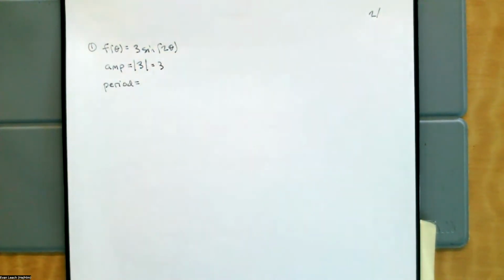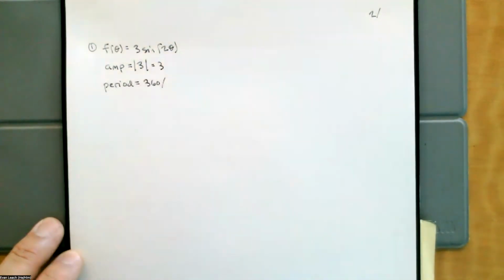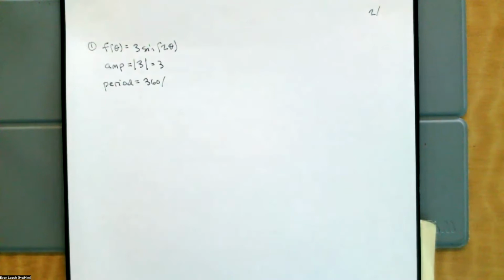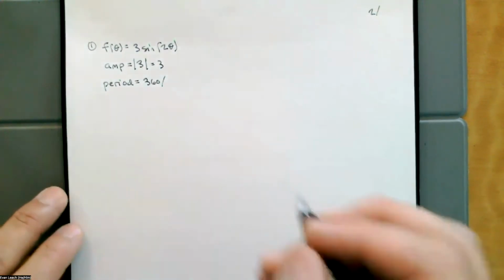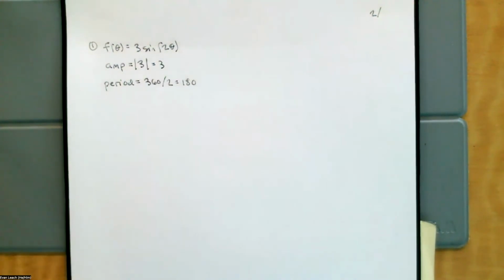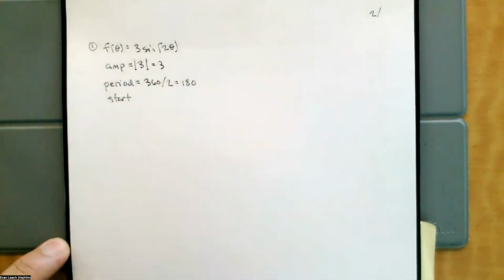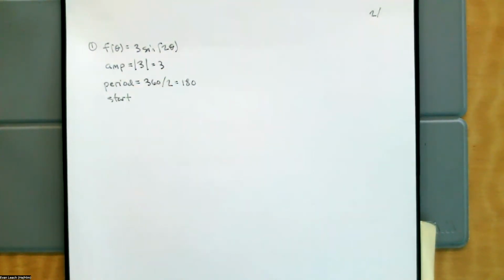Our default period is 360. But there's a 2 in front of the theta. So what's the period going to be for 3 sine of 2 theta? 180. 360 divided by 2 is 180. And where are we going to start this graph? It's sine and the coefficient is positive. So where are we going to start? The middle, going up.